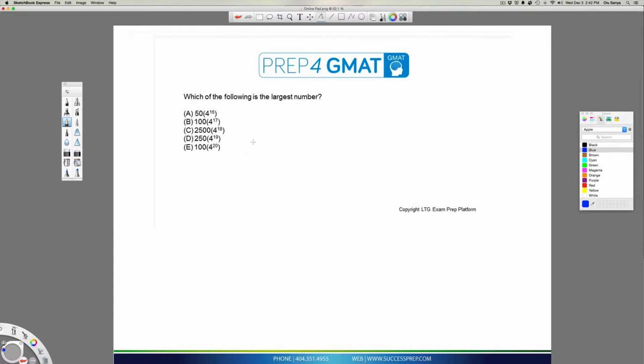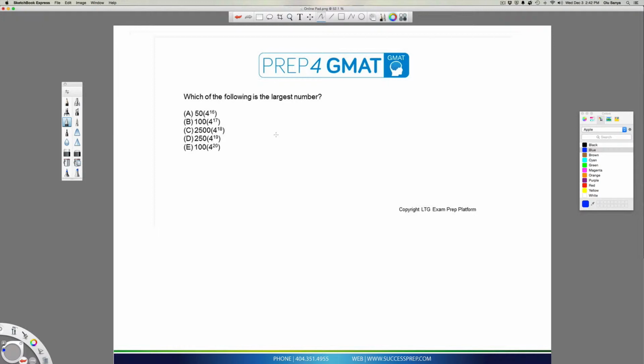Okay, for this GMAT question, it says which of the following is the largest number? The key idea here is to understand that on the GMAT, they don't expect you to actually multiply all these numbers out to see which one is the largest number. They're looking for a way in which you can systematically compare the different answers you have.